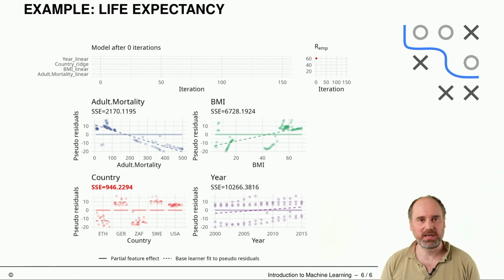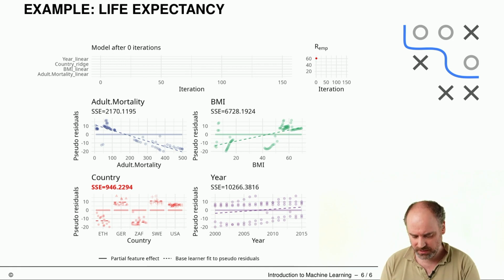So at the moment we are at 0 iterations. We have nothing in our model. We have not selected anything. We can look at our empirical risk. I guess we are using a constant already because of the initialization. And at the moment we are at an empirical risk of 60. I'm pretty sure we are measuring that as either SSE or RMSE.